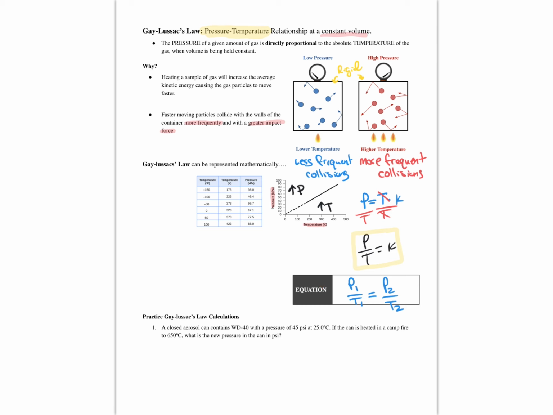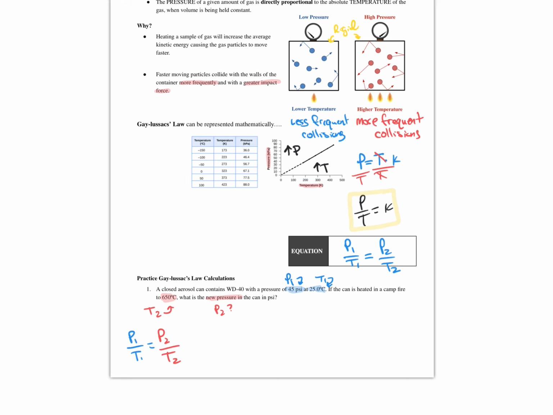Now let's try to apply it. Try this problem down below, and I'll be back in a moment to show you the solution. So in this problem, we're trying to find the new pressure of an aerosol can that started off at 45 psi of pressure at an initial temperature of 25 degrees Celsius. And if we heat that can up to 650 degrees Celsius, what will that new pressure be?